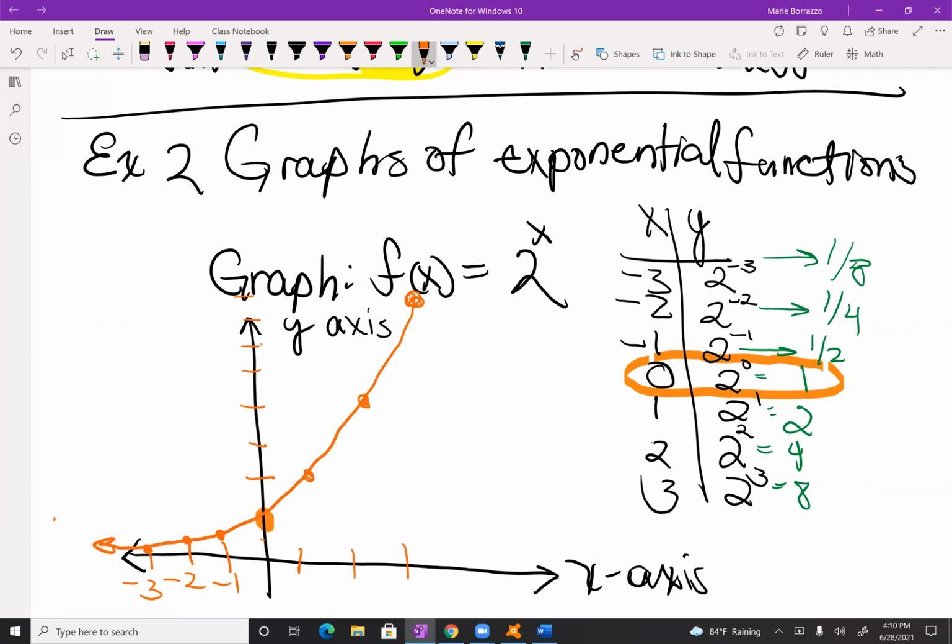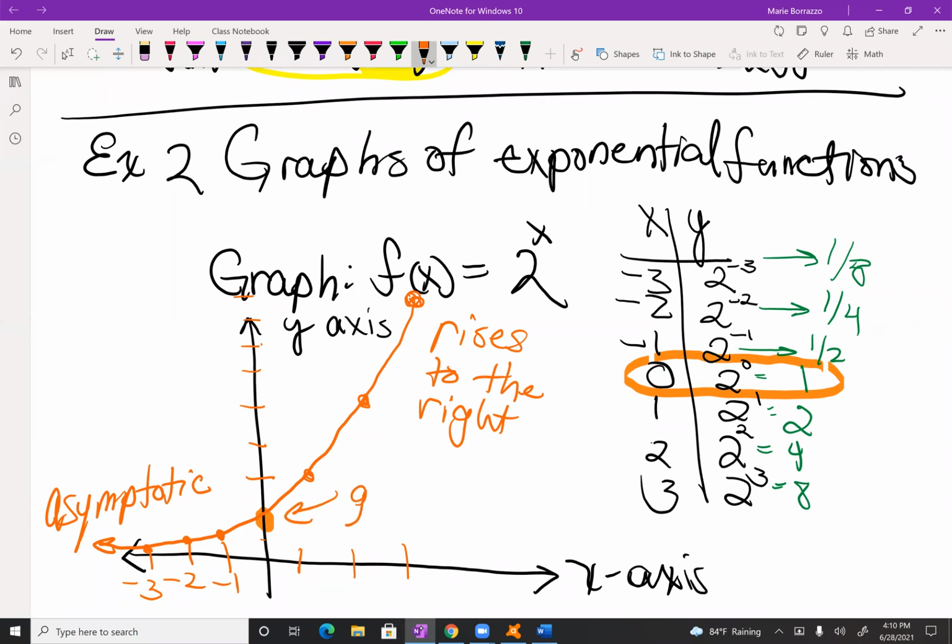It will be asymptotic on this side. It rises to the right. And as I stated, it will go through without any transformations, no vertical shifts, no horizontal shifts. It goes through 0, 1 without any transformations.